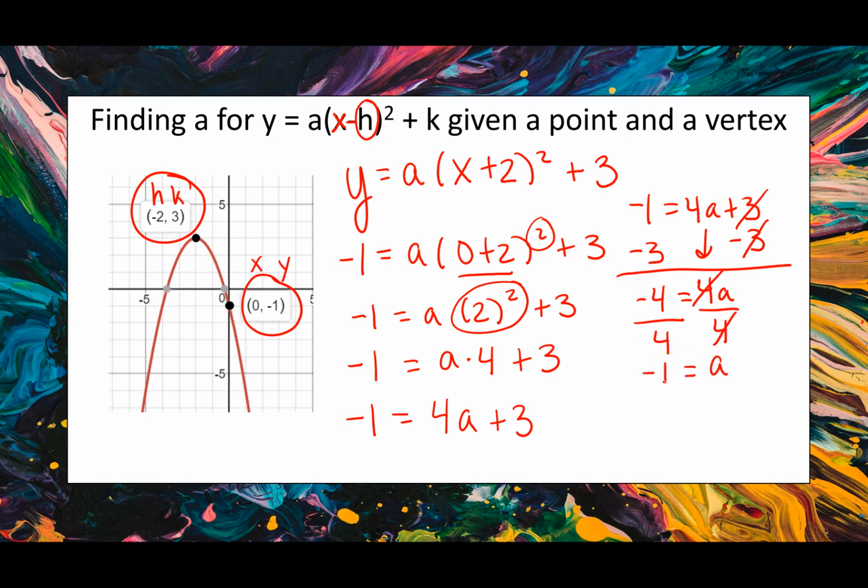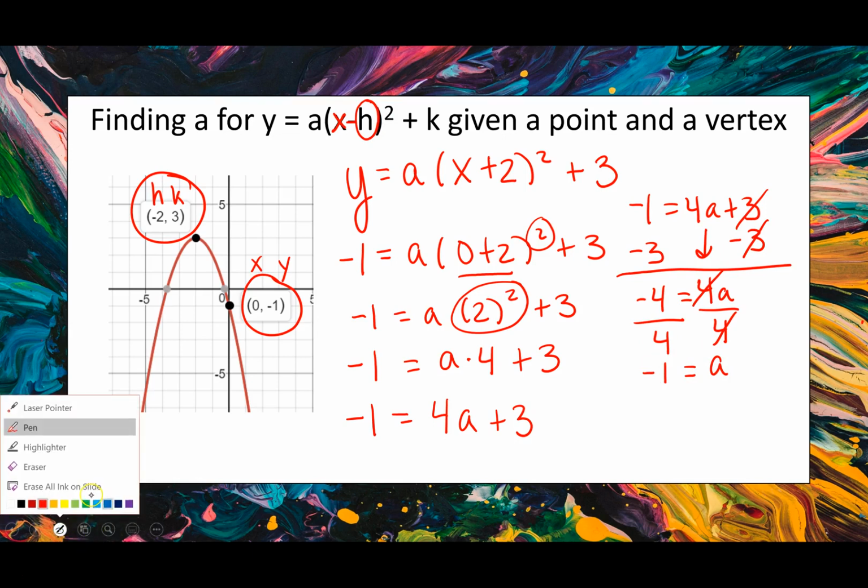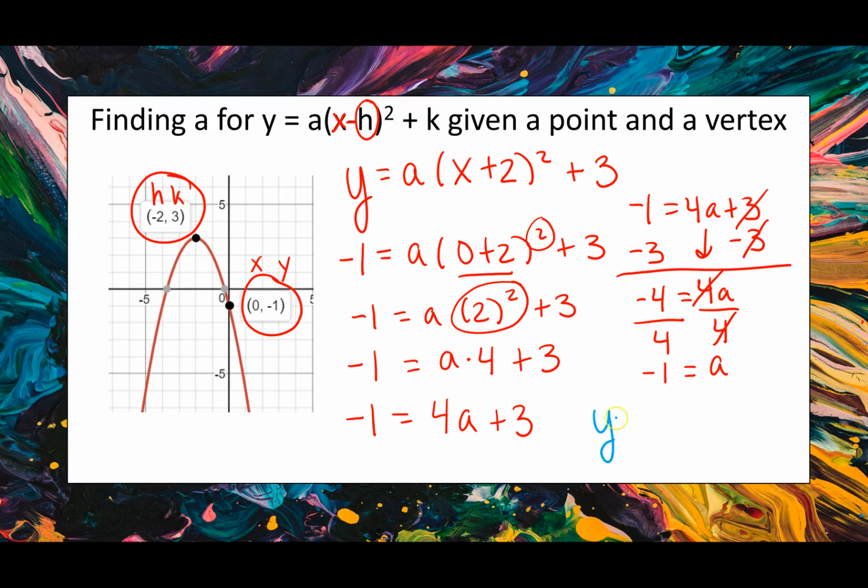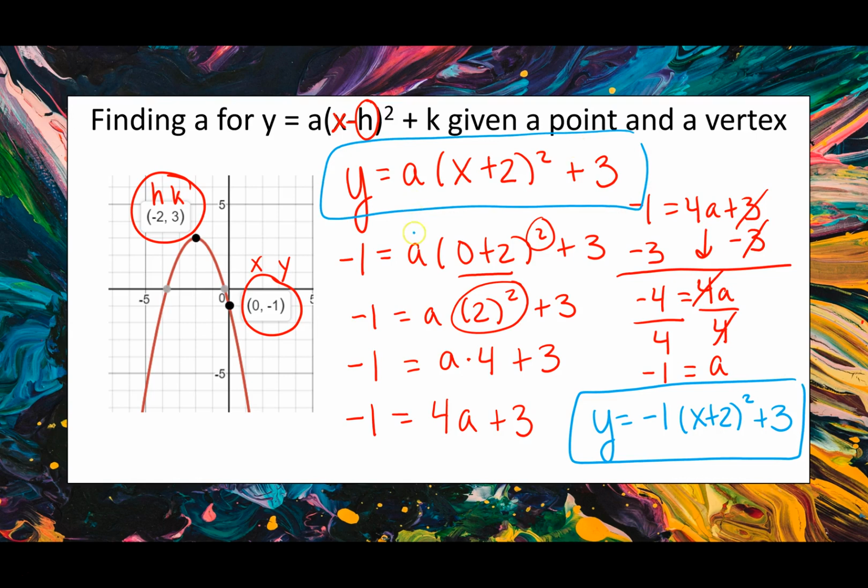And I'm happy about that because it doesn't look super narrow, but it is a sad face. So our final answer is going to be y equals negative 1 times (x plus 2) squared plus 3. All I'm doing is looking at this equation right here and replacing the a with my a equals negative 1.